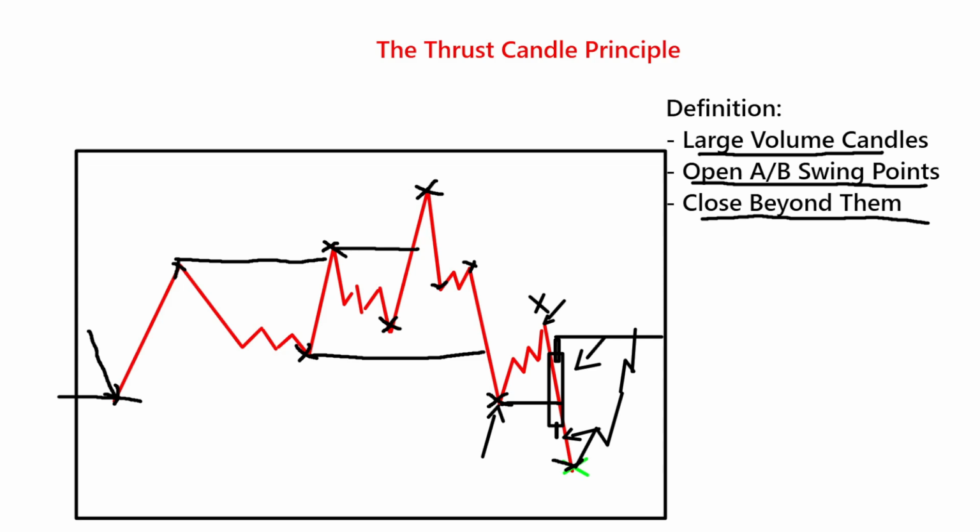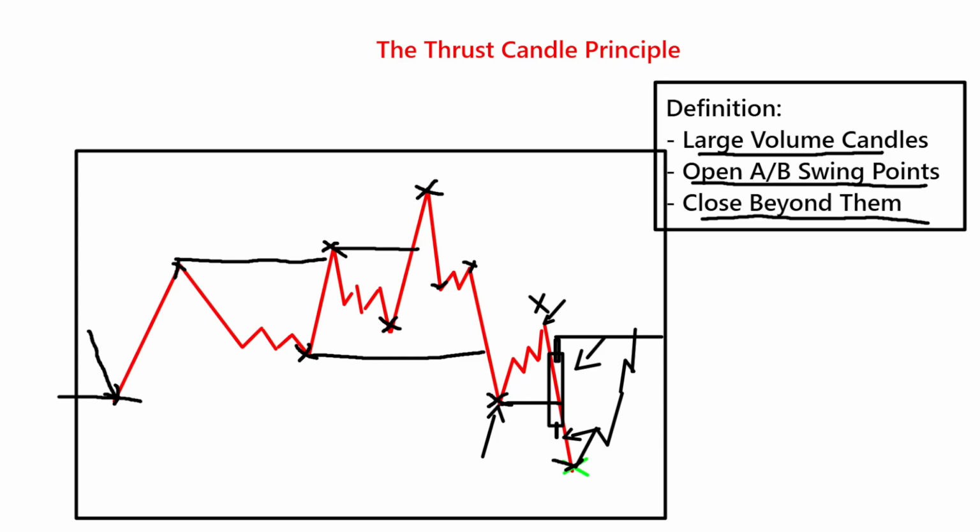So let me give you the reason behind not wanting to use a swing point as your stop loss and instead using the thrust candle principle. And once again, this is going to get a lot clearer as we jump into the charts, but for now I just wanted to illustrate this in a little bit more depth. So swing points as stop losses. Why are they bad?